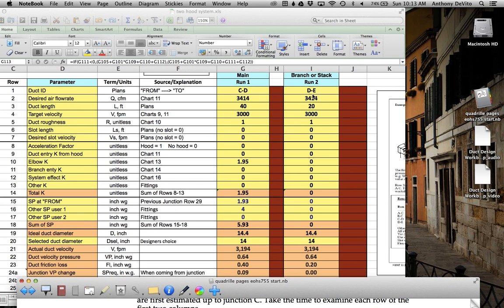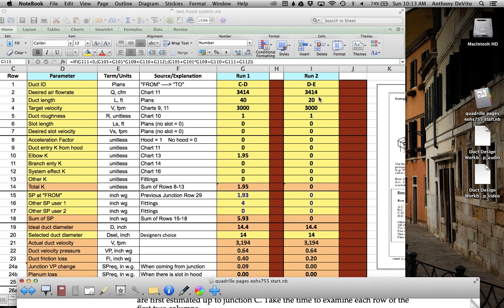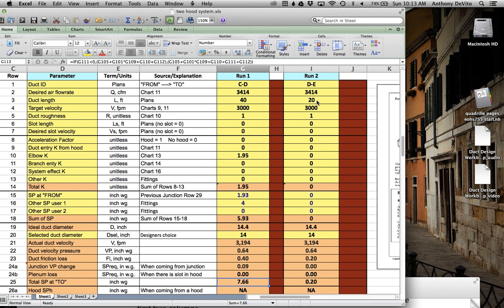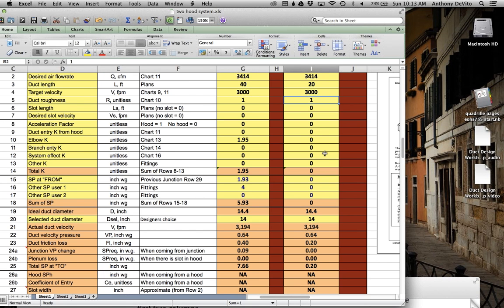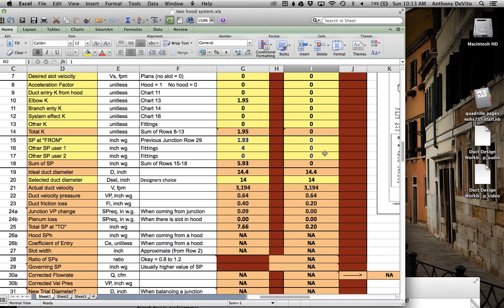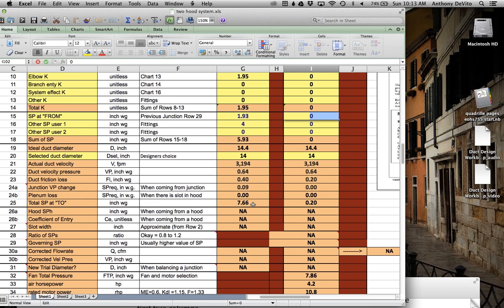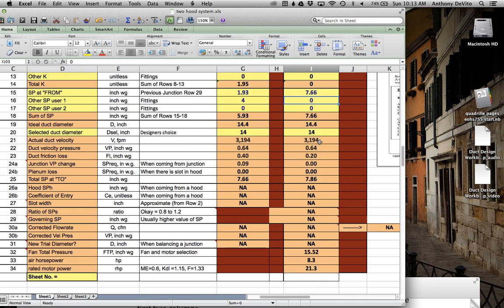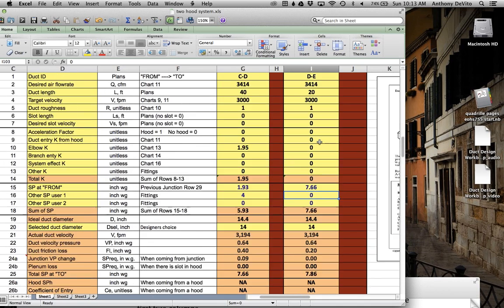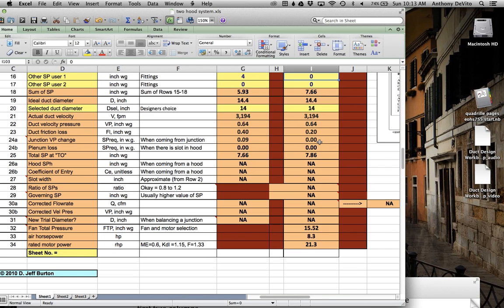Our desired flow rate is still the same, 3415. Our duct length is 20 feet as it happens. Our target velocity is 3,000. Our duct roughness is 1. And I'm going to go down here to static pressure from, which is coming from this calculation. So our static pressure from is 7.66 inches, because this is coming from that point. Now I continue up. There's nothing else for me to fill in here. I think that's it. No elbows or anything like that, just straight stack.